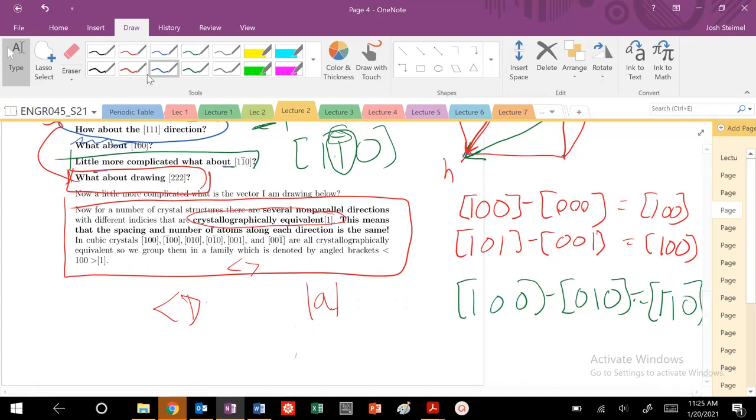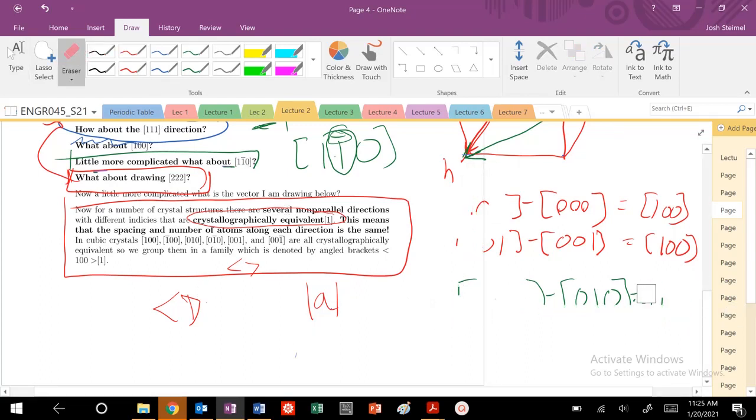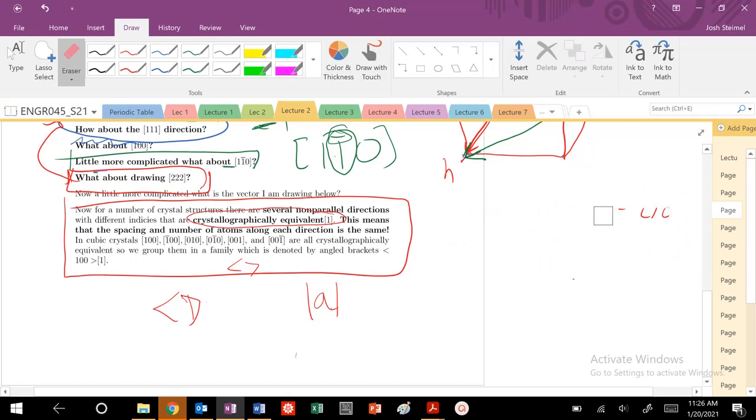So let me actually go ahead and draw. I'm going to erase over here. And I'm going to draw like this. Draw here. Like this. Sorry, I'm trying to go smoothly, but correctly.